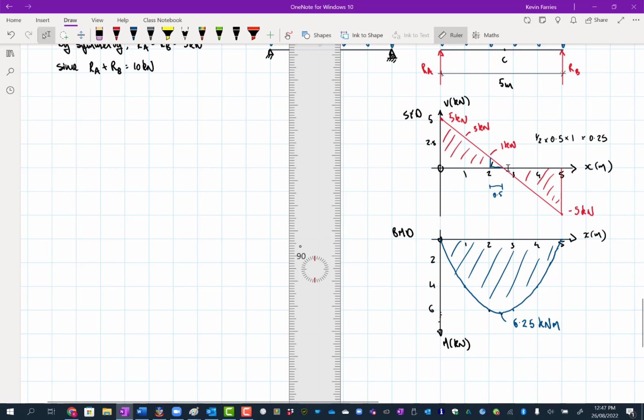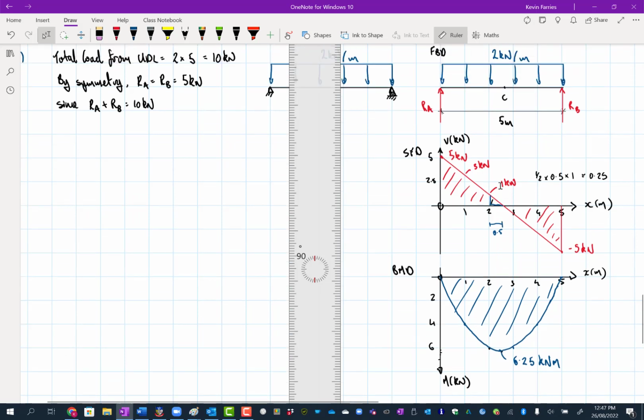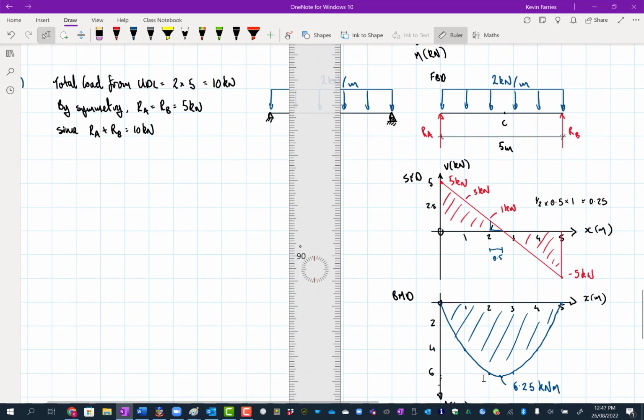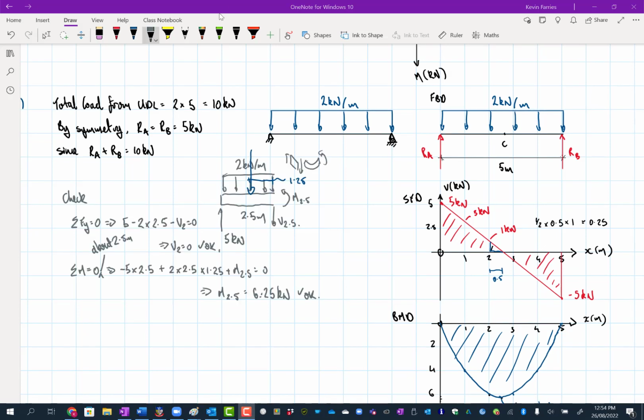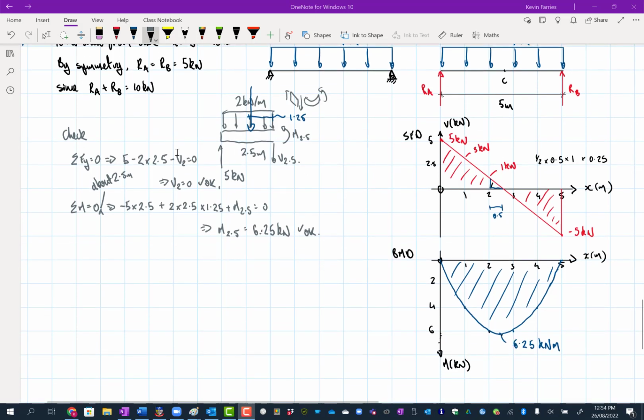So let me do that. So what I'll do is I'll take a section through C and just double check that we've got the right answer for that, because it was a bit finicky to calculate it, and then I'll come back. So I've done my check, and the answers of the check agree with the shear force and bending moment diagrams.